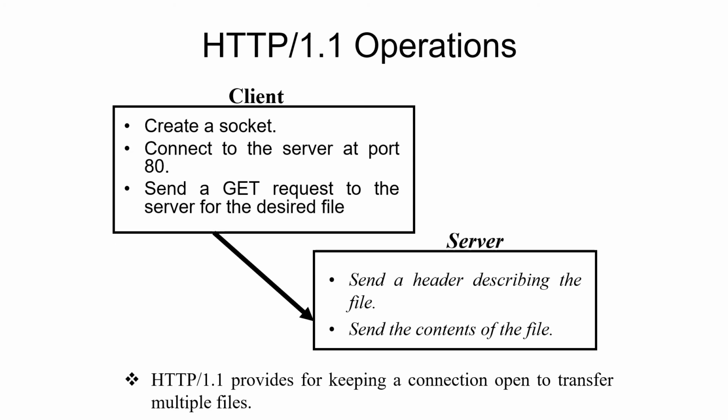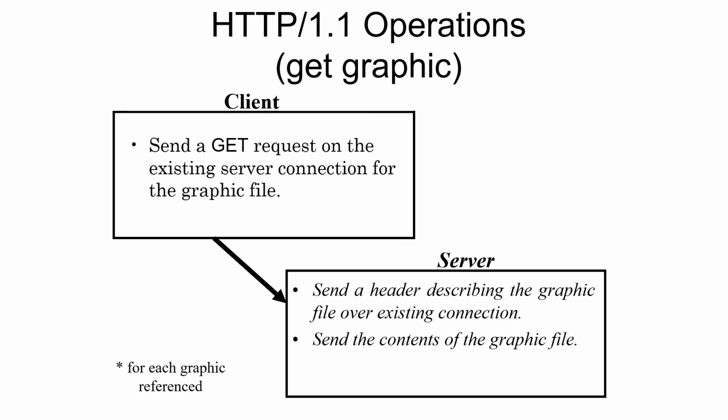Here's an example. We'll create a socket that is a web connection to the server at port 80, and then send the GET request for the HTML file you want. The server will then send the header and the contents of the file. It will typically keep the connection open. That is, the socket connection will remain open so you can request further files.